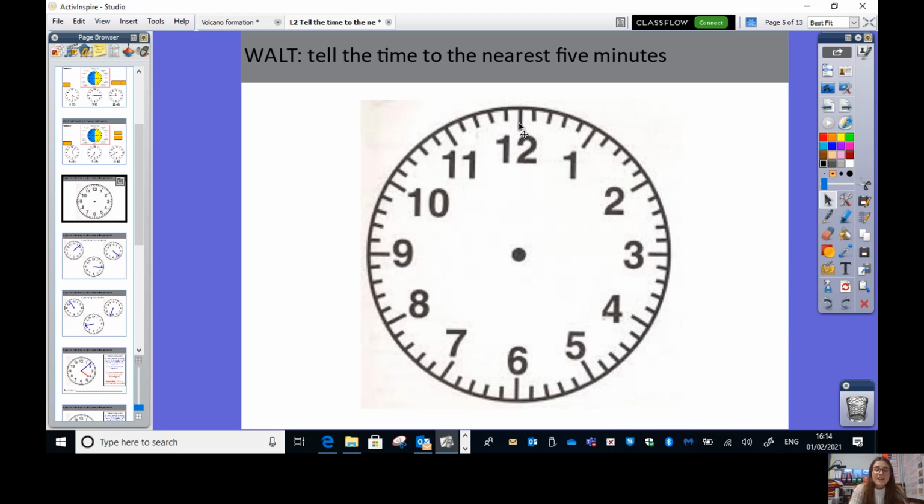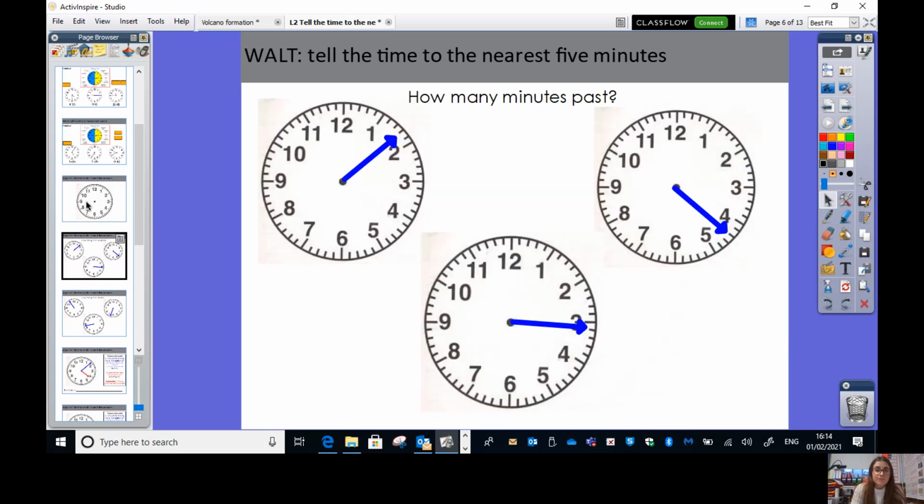So yes, well done if you said that they represent minutes. It'd be 1, 2, 3, 4, 5, and so on around the clock. So each of the smaller intervals represents 1 minute. So how many minutes past?